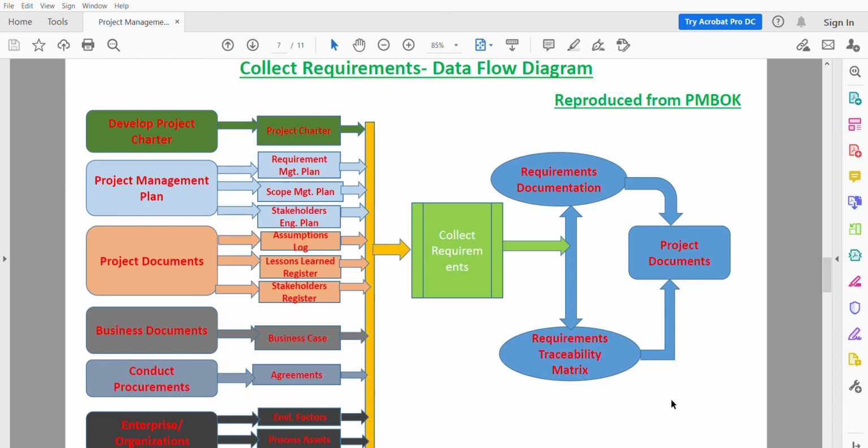The second output is the requirements traceability matrix. The traceability matrix is a grid that links product requirements from their origin to the deliverables that satisfy the system. The implementation of the requirements traceability matrix helps ensure that each requirement adds business value by linking it to the business and project objectives.